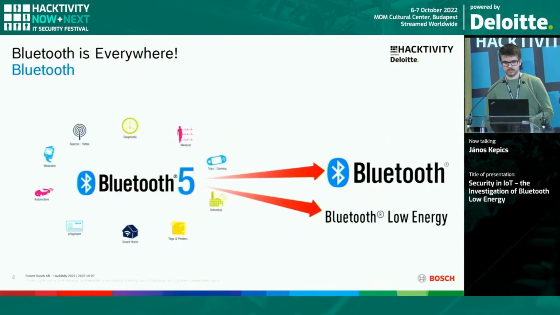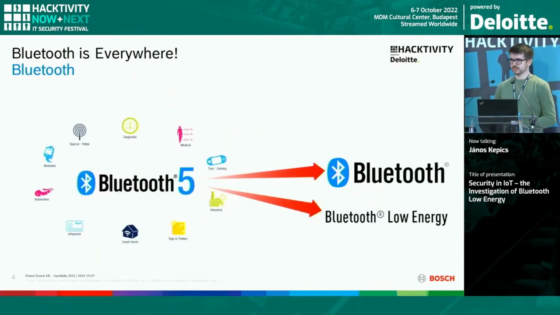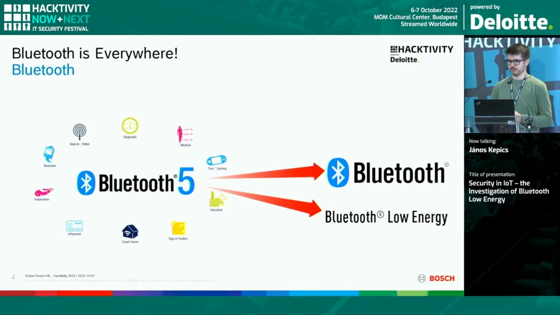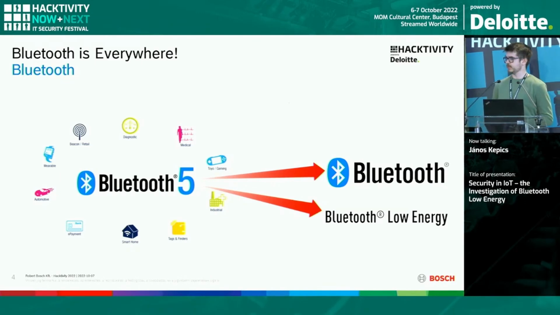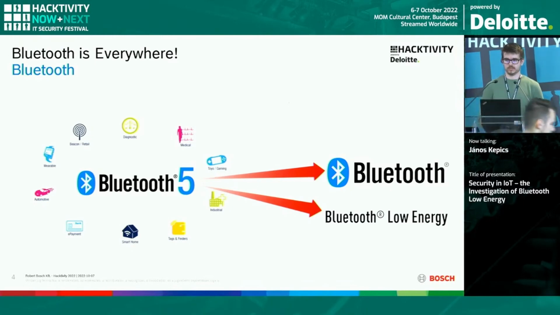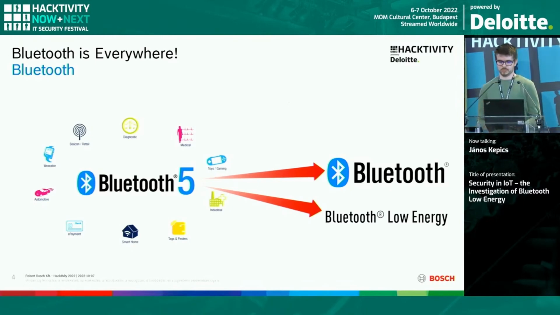But actually, when we talk about Bluetooth, this includes two protocols, Bluetooth Classic and Bluetooth Low Energy. Bluetooth Low Energy has a much slower data rate, but it consumes much less power. Therefore, most IoT devices use this protocol.